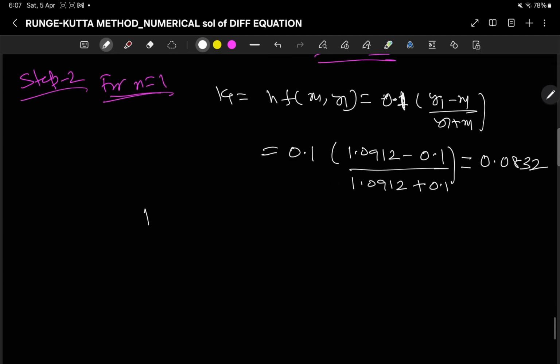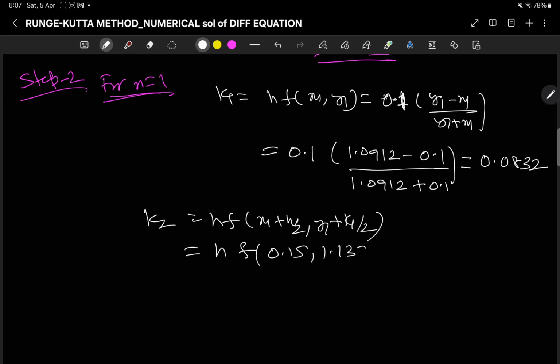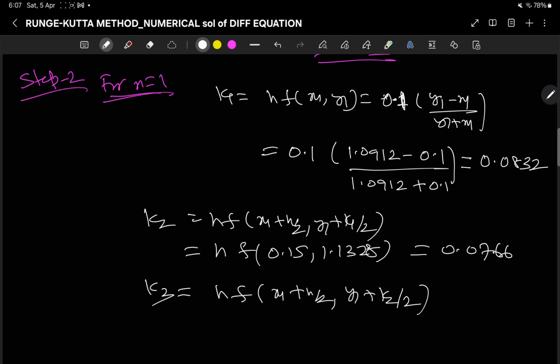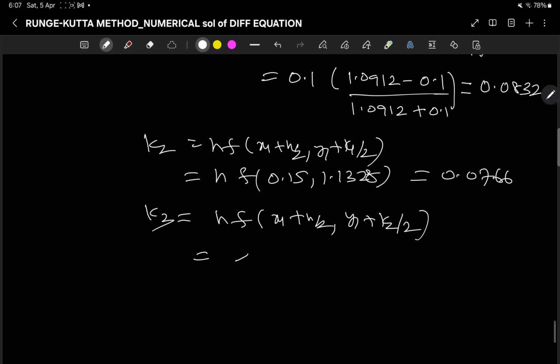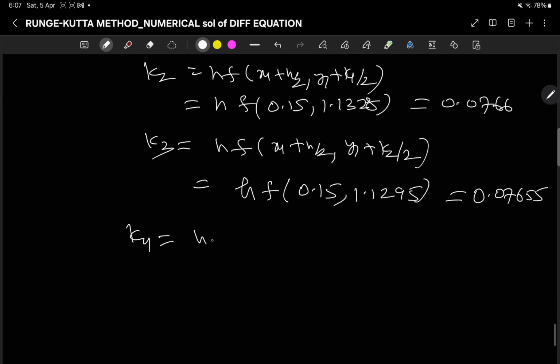0.0832, and likewise here k2 will be h f(x1 plus h by 2, y1 plus k1 by 2). So this is equal to h f(0.15, 1.1328). So if I simplify, it is 0.0766, and here k3 will be h f(x1 plus h by 2, y1 plus k2 by 2). Substituting the values, it will be h into f(0.15, 1.1295). So this is equal to 0.07655.